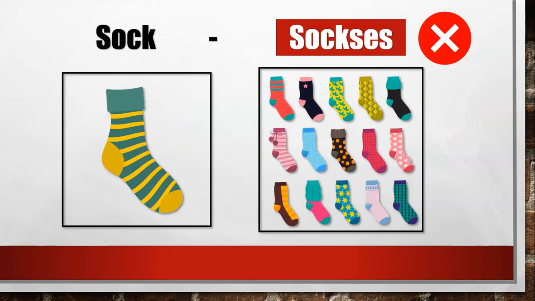Sock. Again, a pair of socks is ideal. But if you say I've lost one sock and then you say sockses, which is incorrect. It is socks. A pair of socks, one sock, and pair of socks or many socks is the correct way of using the plural for this word.